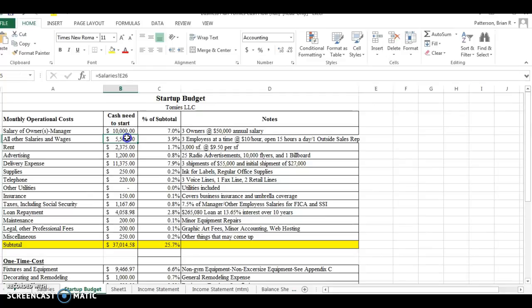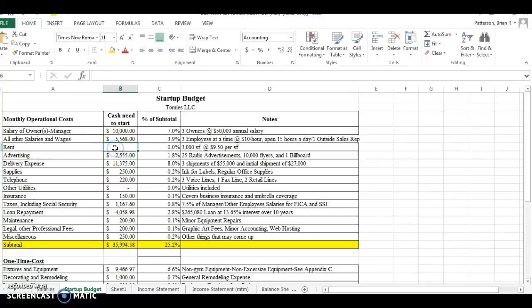You need to calculate the salaries of everyone else, the audio engineers and everyone else. Put those numbers in here. We'll get back to the rent. For advertising, you figure out how you're going to advertise, whatever that number is. You fill all these numbers in, whether it's radio, flyers, trade shows, bus wraps, whatever.